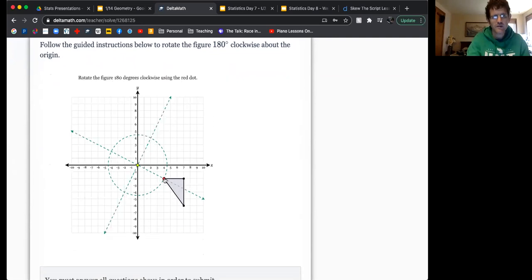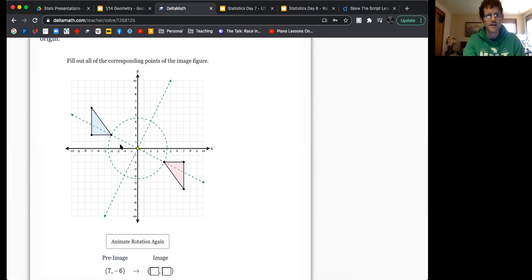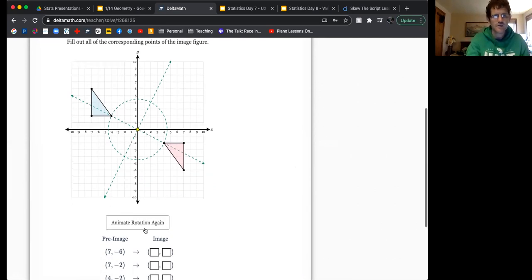Yep, that was it. 180 degrees clockwise. There's 90 degrees clockwise, 180 degrees clockwise. And that's it. If it leaves you like that, then that means you did it correctly. Otherwise, it'll give you an error box. So anyways, I can animate that just to see the rotation happening.